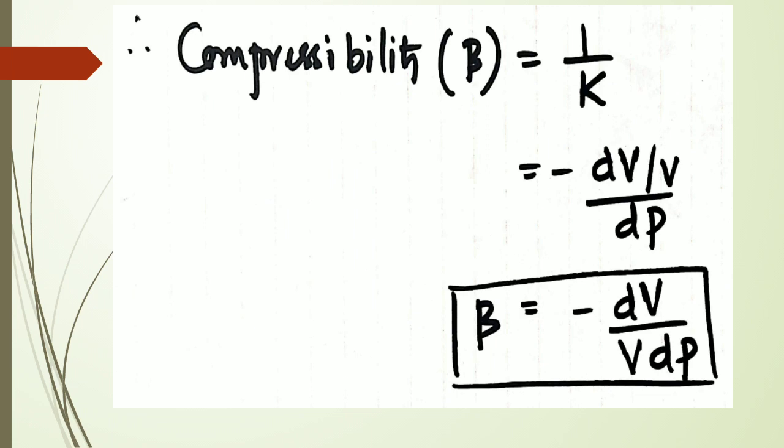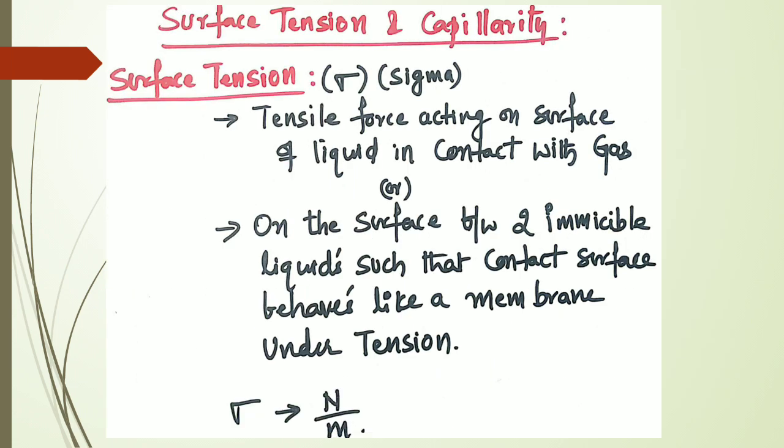The higher the compressibility, the lower the bulk modulus. The lesser the compressibility, the higher the bulk modulus. Therefore, this is how the compressibility and bulk modulus are related here. Okay, fine. So let us understand what surface tension and capillarity are.